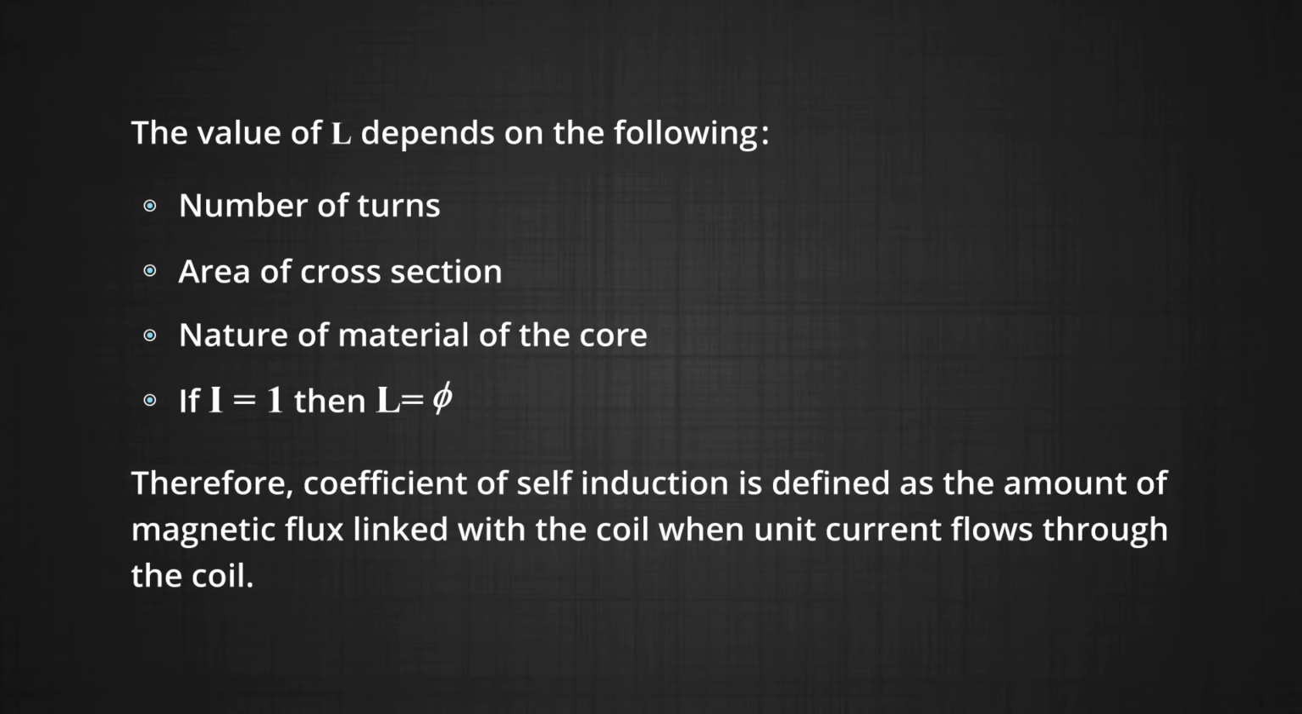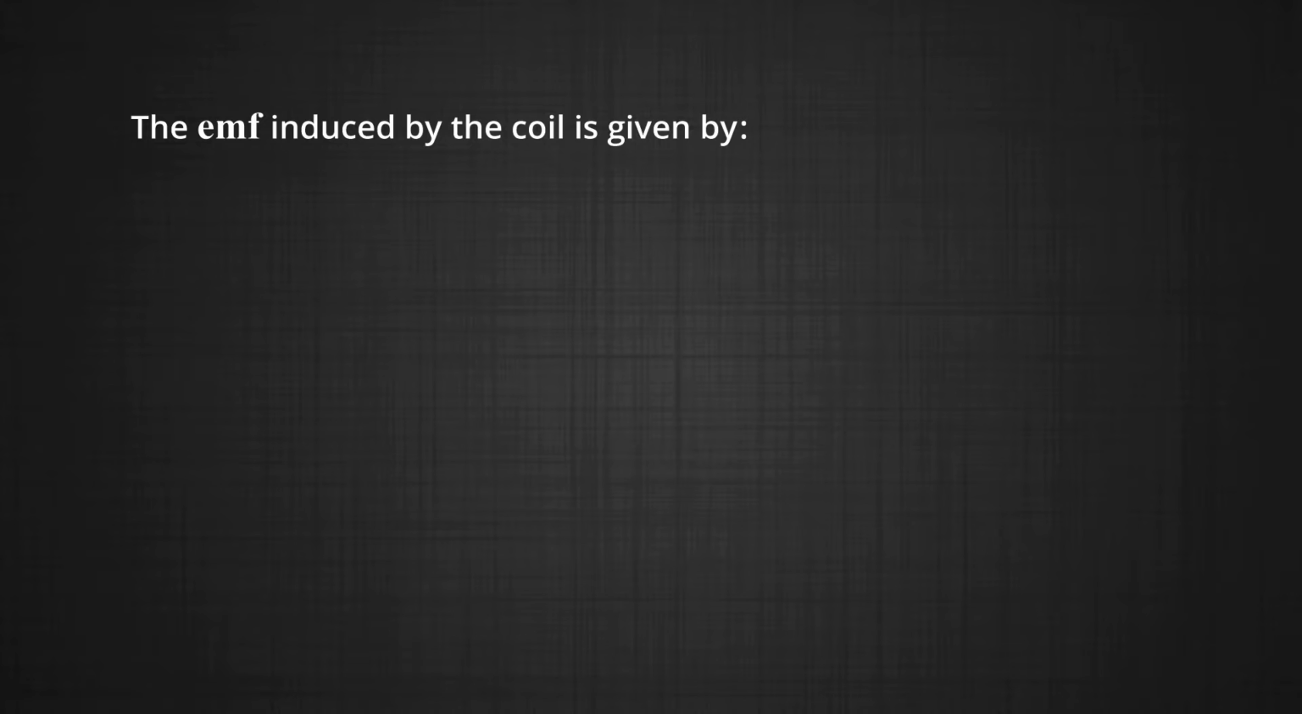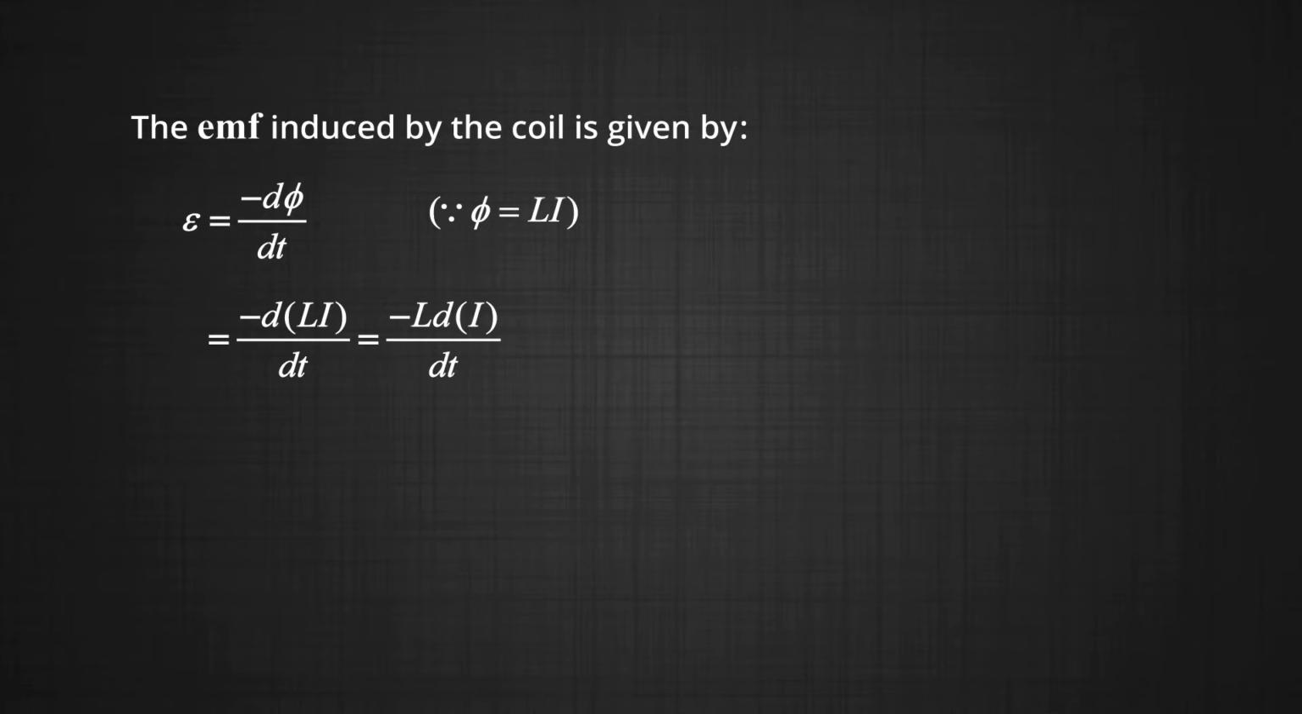Therefore, we can define coefficient of self-induction as the amount of magnetic flux linked with the coil when the unit current flows through the coil. Now, the EMF induced by the coil is given by E is equal to minus d phi by dt. Phi, as we already know, is equal to L into I. Therefore, EMF E is equal to minus d over dt of L I, equal to minus L di by dt. If this di by dt is equal to 1, then the induced EMF E is equal to minus L.